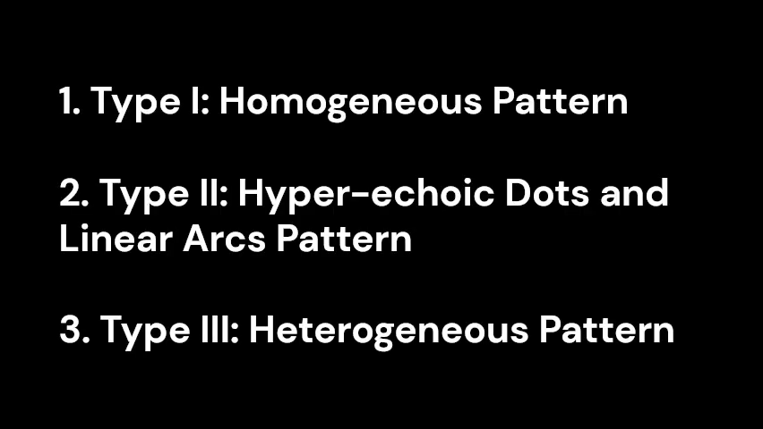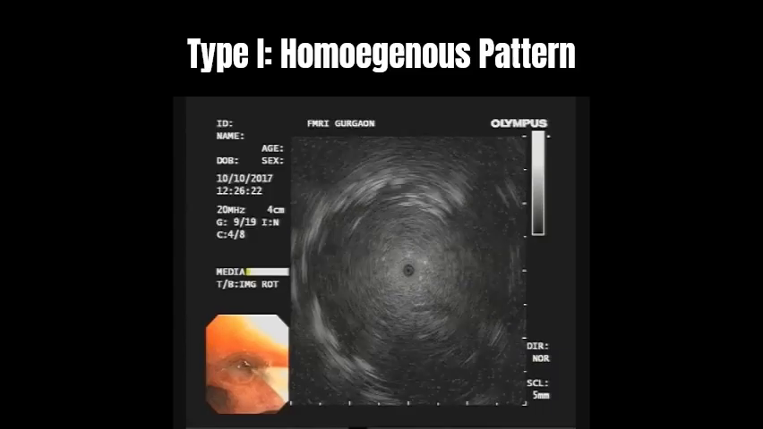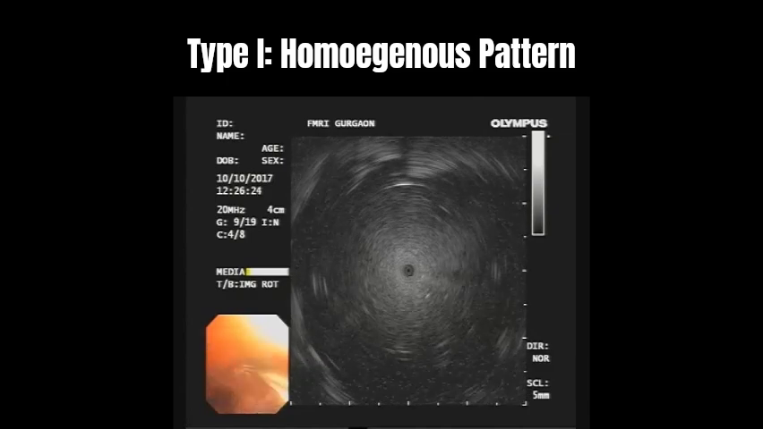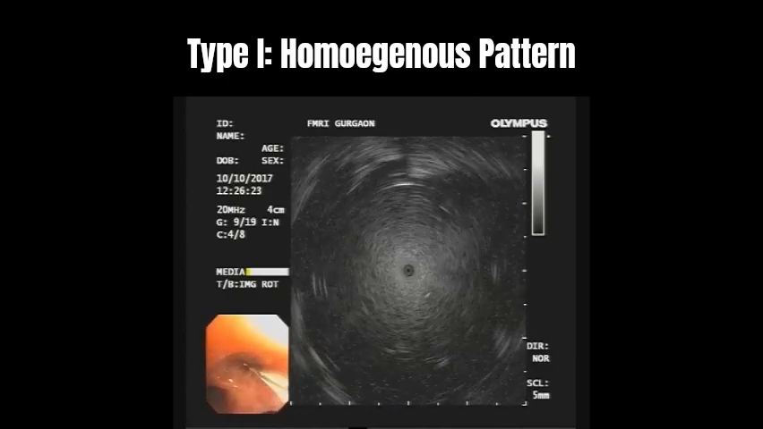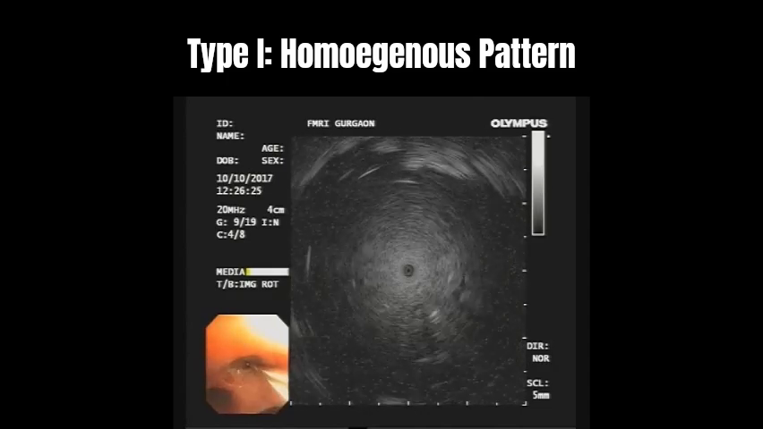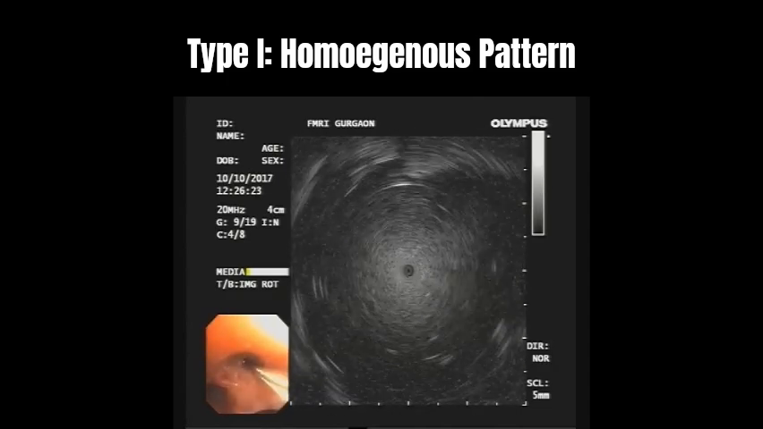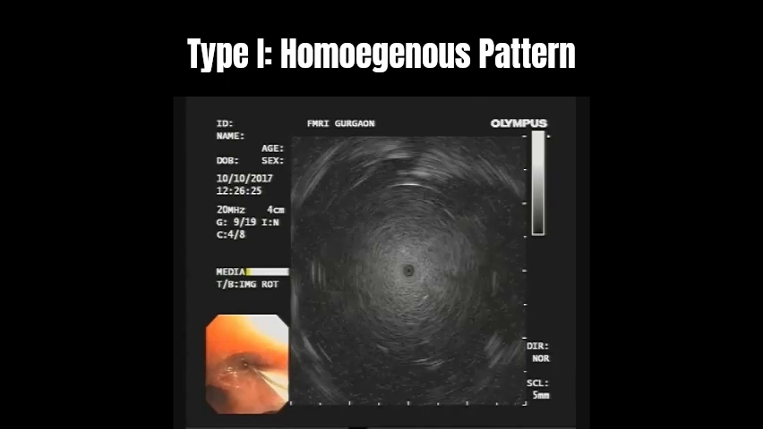The internal morphology of the image can be classified into three patterns. Type 1 is a homogeneous pattern. Type 2 is hyperechoic dots and linear arc patterns, and Type 3 is the heterogeneous pattern. Type 1. The homogeneous pattern appears uniformly gray morphology with absent or scanty hyperechoic areas due to the absence of air bronchogram sign, and is suggestive of a malignant pathology.